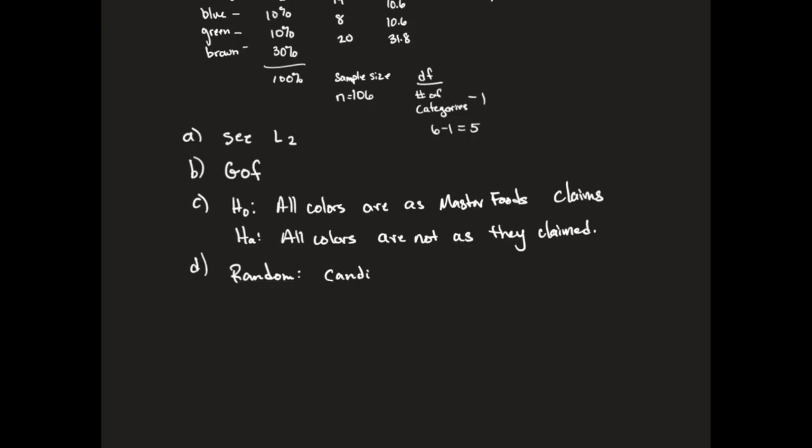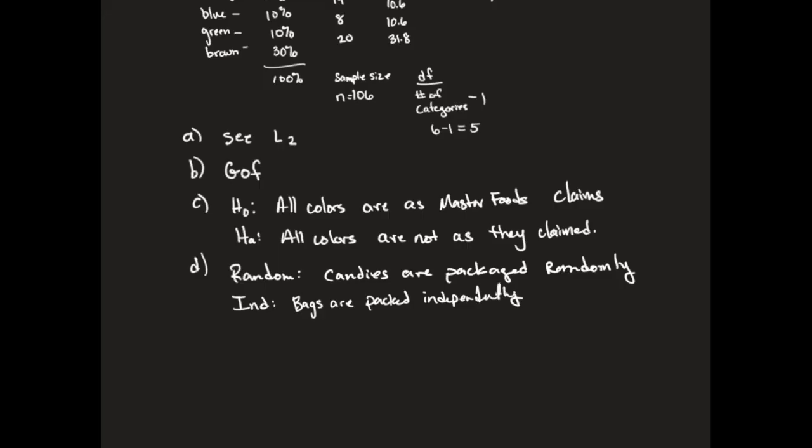Part D is asking for the assumptions and conditions. This is the same four we're pretty used to. Randomness here, it's the candies are packaged in a random fashion. For our purposes here, we could assume that that is a reasonable assumption to make, even though they don't technically state it. Independence, bags are packaged very independently. Again, there's no reason to think that you have a particularly special bag that is more of one color or less of another color just because you picked it up.